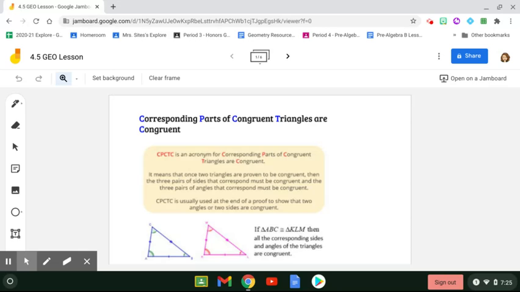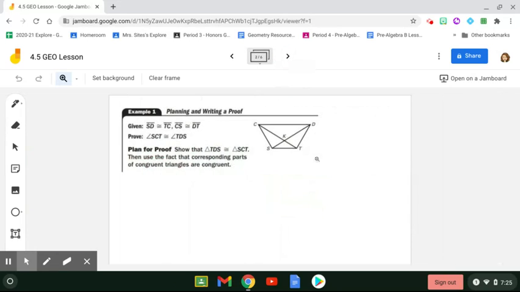CPCTC is usually used at the end of a proof to show that two angles or two sides are congruent. Just to clarify, if, for example, triangle ABC is congruent to triangle KLM, then all the corresponding sides and all the angles of the triangles would have to be congruent, okay? We could use that to help us pull out parts if we know that the triangles are congruent, to help us prove something in the future as well. All right, so we're going to use that to help us plan and write a proof.